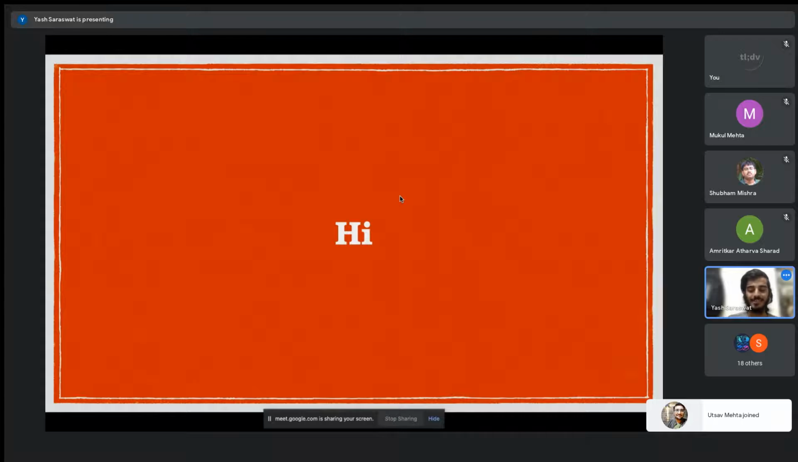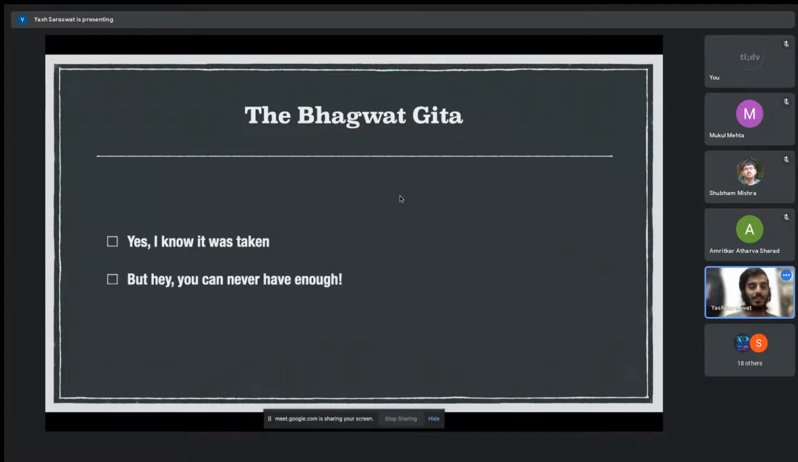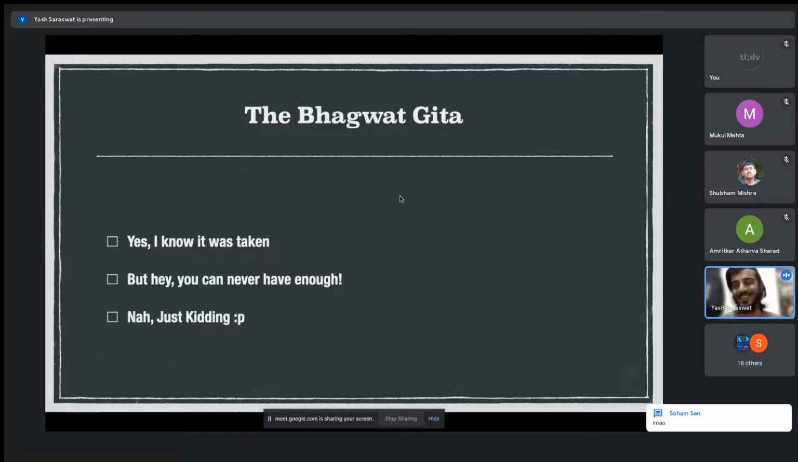So yeah, just a brief overview, I'll be talking about the Bhagavad Gita, of course. I know it was taken up before by Likit, but you gotta admit that you can never have enough Bhagavad Gita talks. So yeah, let's just dive right into it. I'm just kidding. I just wanted to trigger Rakar over this.